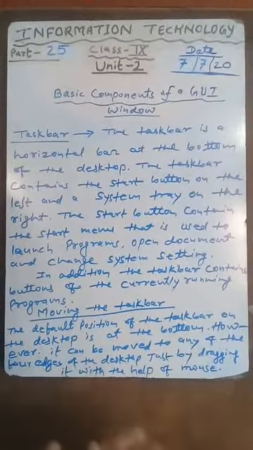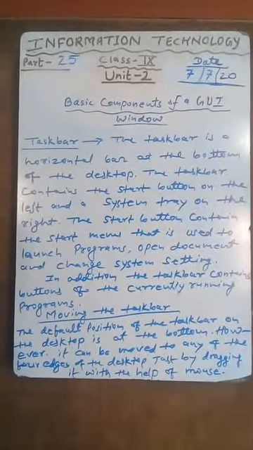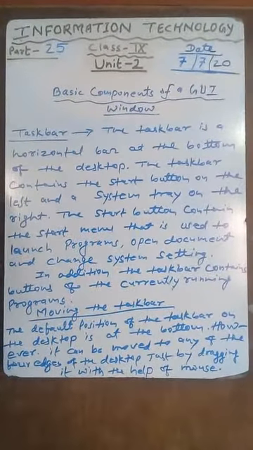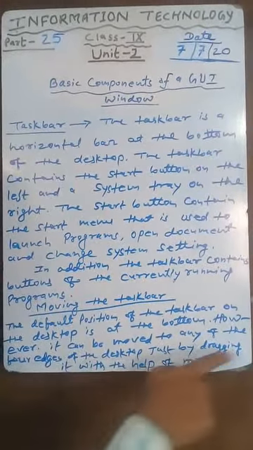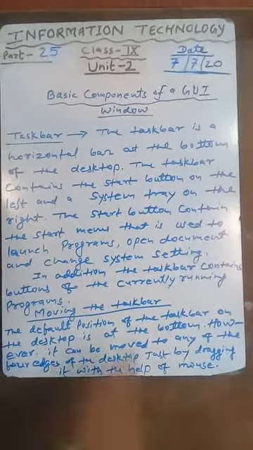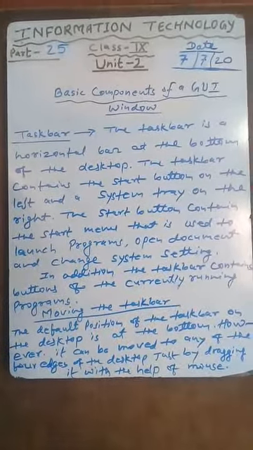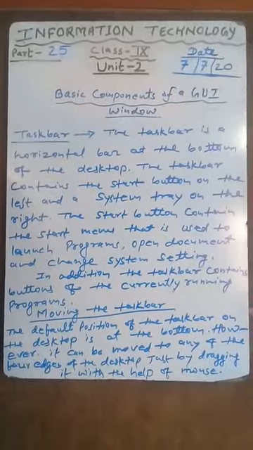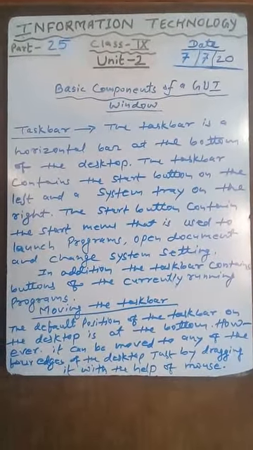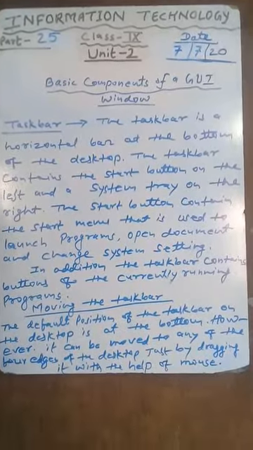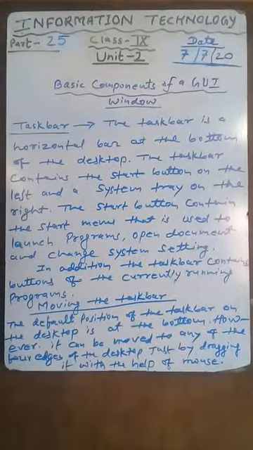That means our taskbar is the horizontal bar at the bottom of the desktop. Now we can also change the settings of our computer system, and we can open the programs with the help of the taskbar.